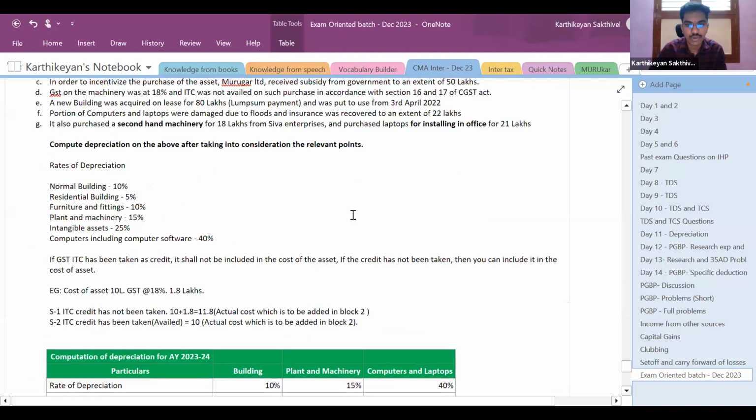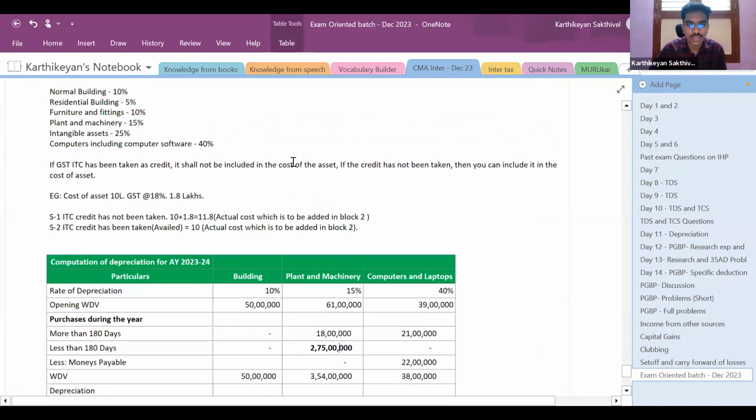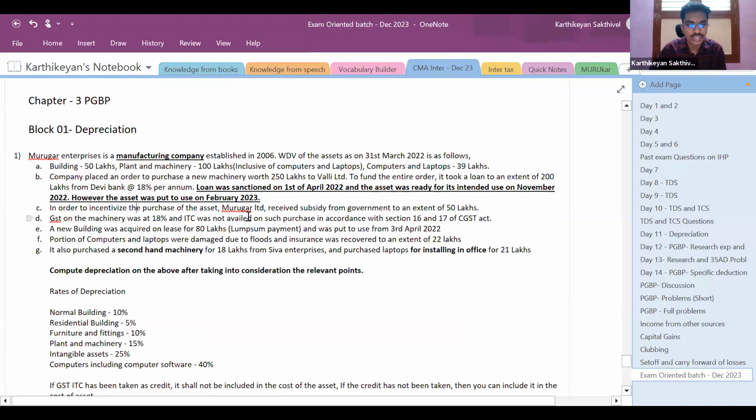Put to use for less than 180 days. Why is it put to use for less than 180 days? Because what put to use date has he given here? He has given February. Definitely it is going to be less than 180. So put to use for less than 180 days. Right. Next, in order to incentivize the purchase of the asset, this is done.